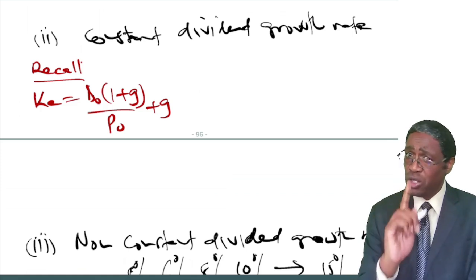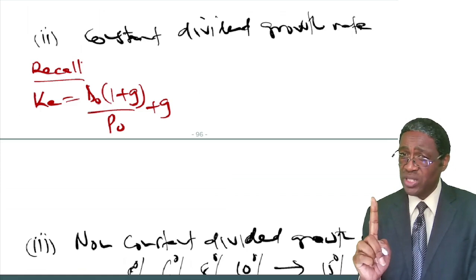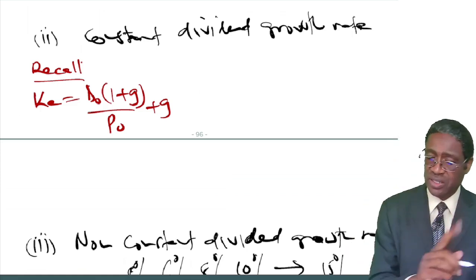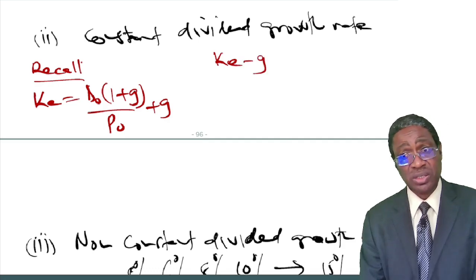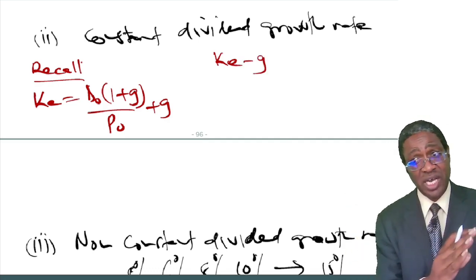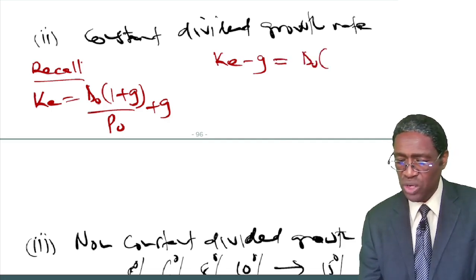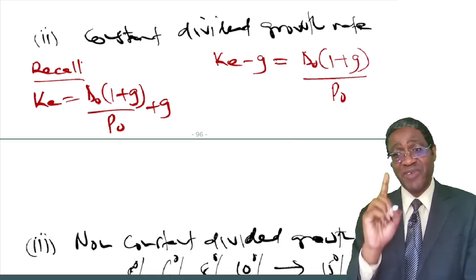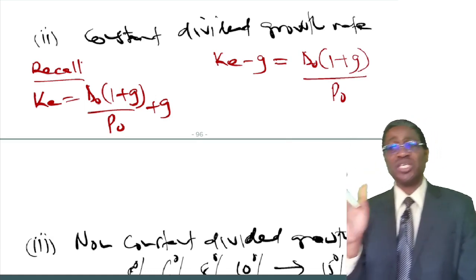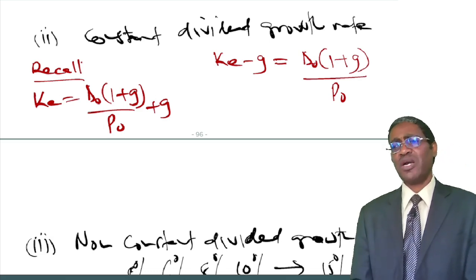So let me now multiply. No, before I multiply, let me take the G on the right side to the left side. If I do that, that will become KE minus G. I've taken G to the other side. It will be equal to D0 into 1 plus G, divided by P0. Are you there? Good. But now I want to make P the subject.